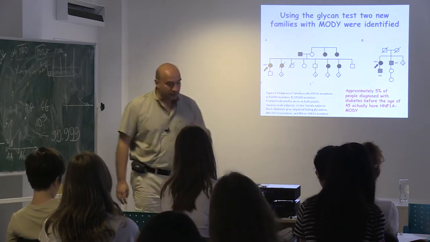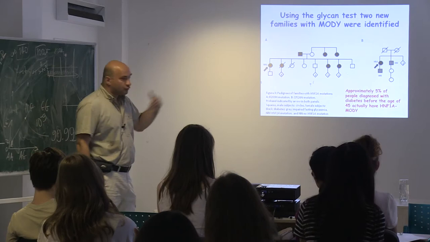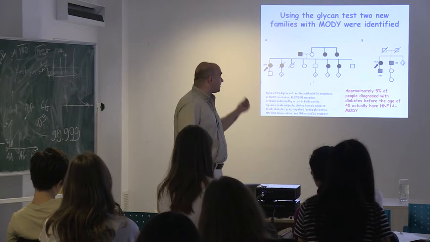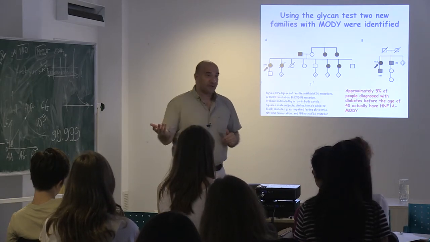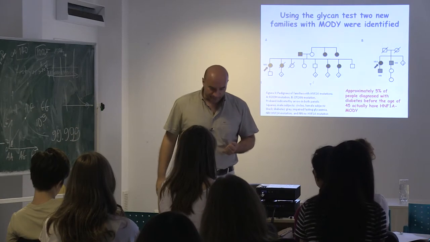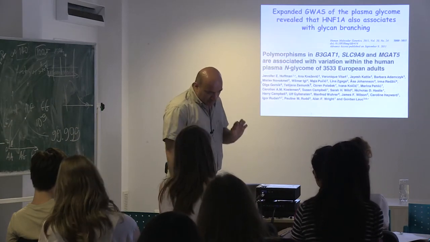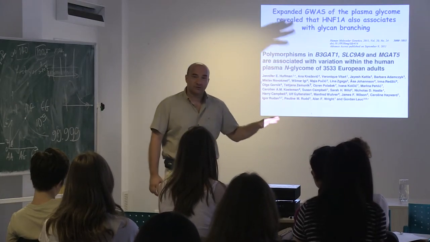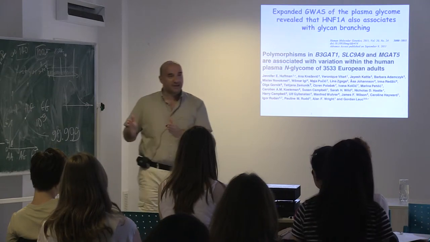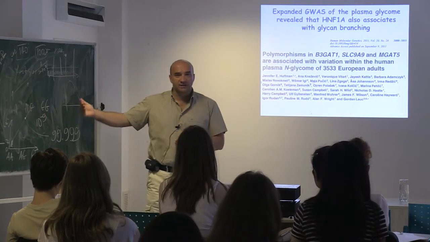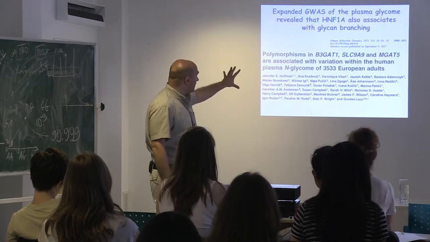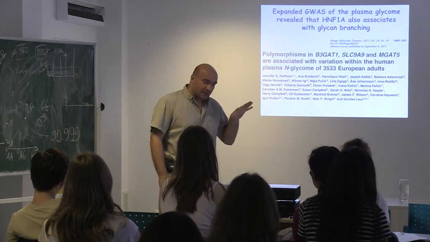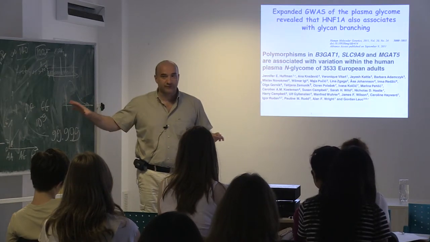And this is something we are now trying to move forward and use more often in clinics, because approximately 5% of people diagnosed with diabetes before the age of 45 actually have MODY and not type 2 diabetes. But in parallel, we are trying to develop better biomarkers. And we use the same approach. So we use GWAS to identify glycans which link to the genes, and then try to build it into a biomarker. Our next GWAS of the plasma glycome identified links between HNF1-alpha and glycan branching.